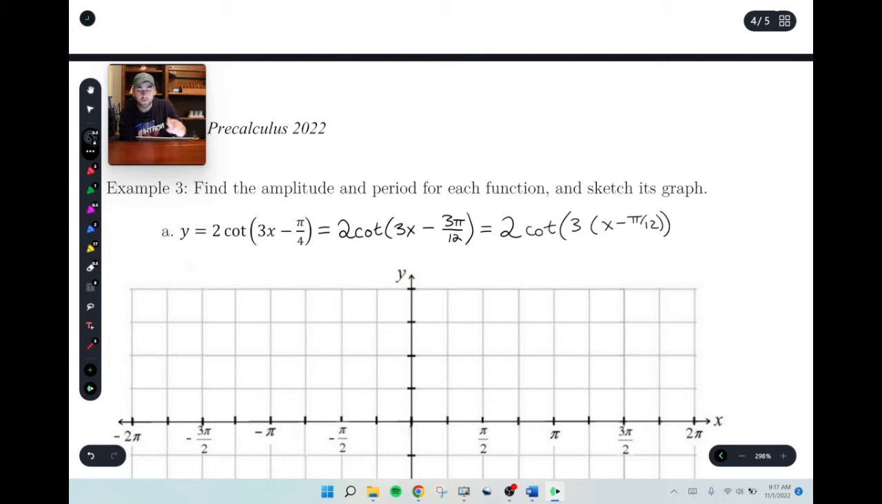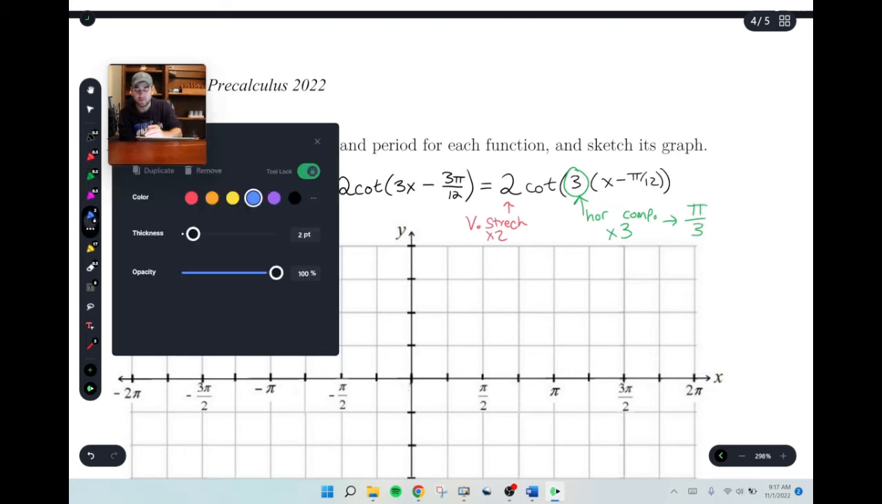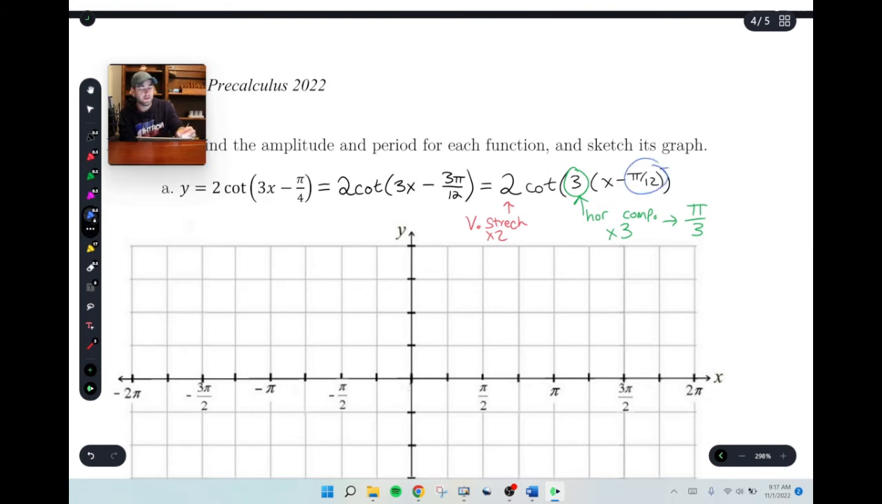And I'll leave you to graph it, but what you're going to see here is we've got a vertical stretch times 2. We've got a horizontal compression times 3, which means that our period is pi over 3, right? That's the distance between asymptotes. And then we've got a shift, not a stretch, where it just slides over to the right, pi over 12.